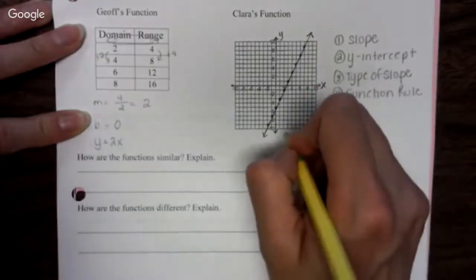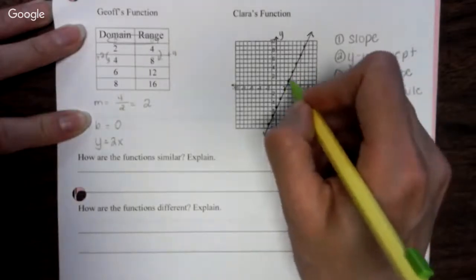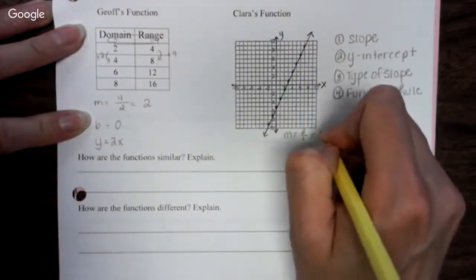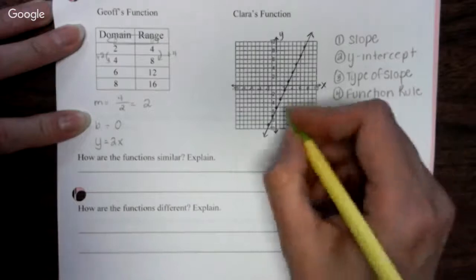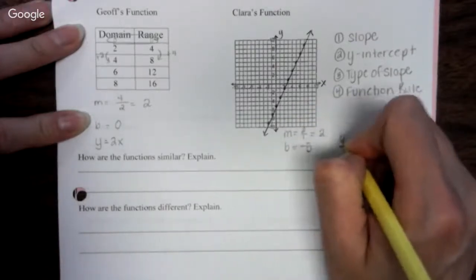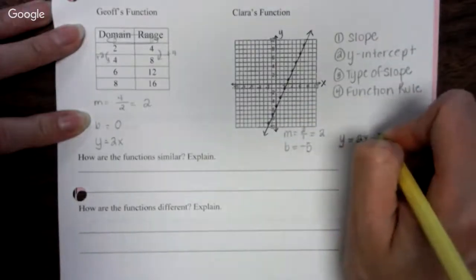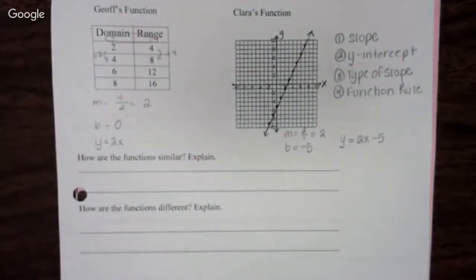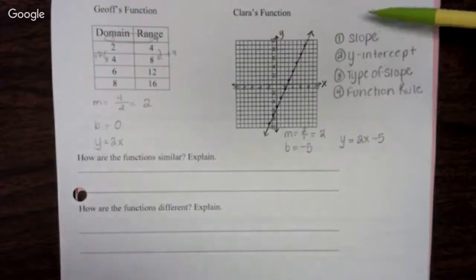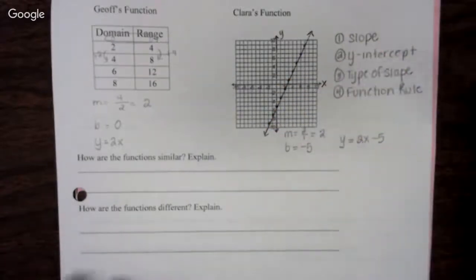All right, so let's look at this one. My slope, I'm going to do rise over run. It's going up 2 over 1, which is 2. My y-intercept is negative 5, which makes my equation y equals 2x minus 5. So those are the things that we're looking for. So let's look at similarities. Okay, looking at the slope, slope is 2, slope is 2. So that would be similar.